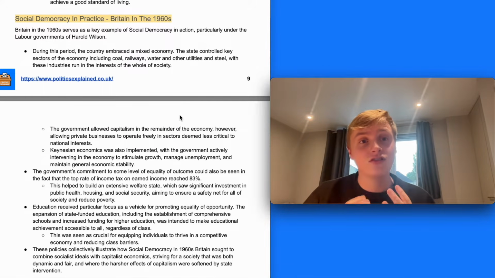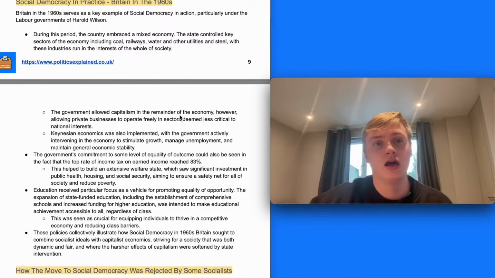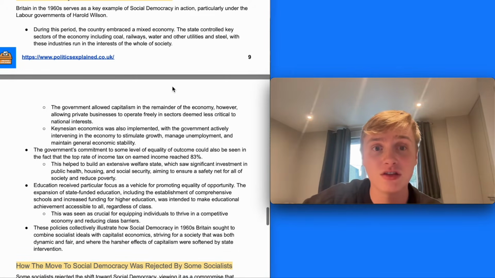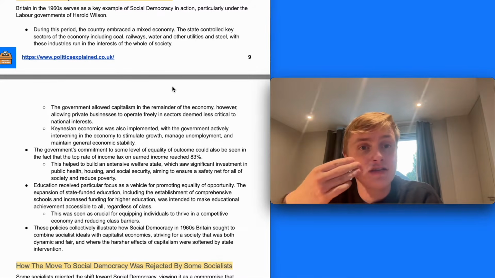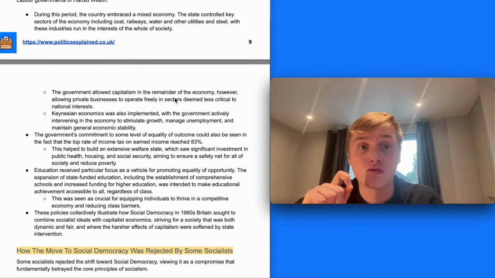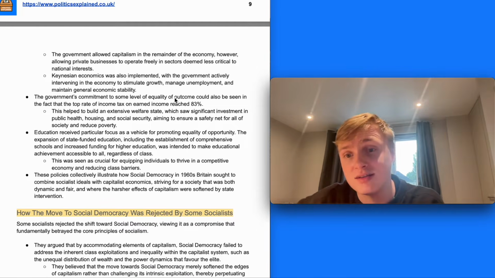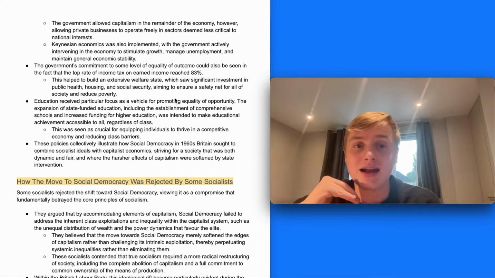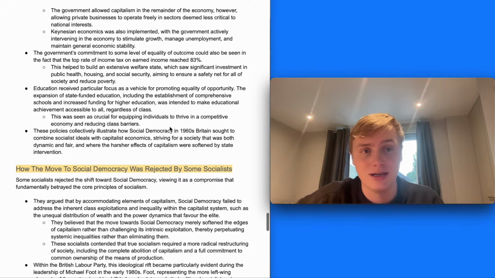Okay, and we can see this social democracy in practice in Britain in the 1960s, especially under the government of Harold Wilson. So the country embraced a mixed economy during this period, with the state controlling key sectors of the economy, including coal, railways, water, and other utilities. With these kinds of industries run in the interest of the whole of society. But the remainder of the economy was capitalist, and they also implemented Keynesian economics in this period to seek to manage the economy, stimulate growth, keep down unemployment and maintain economic stability.